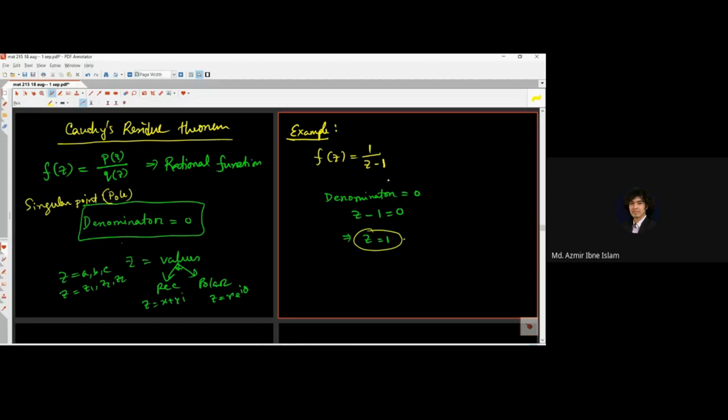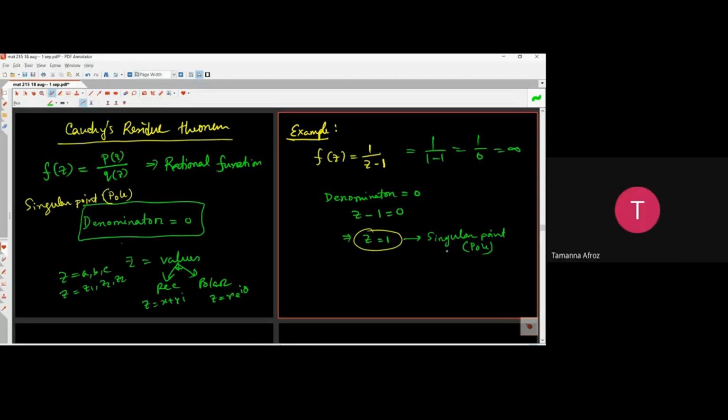If we input z equal to 1 here, what will be the case? We will get 1 by 1 negative 1, 1 by 0. That means undefined, infinity, right? Yes, sir. So that means z equal to 1 is a singular point. What we may call this one, it is singular point, or we can say this is pole. Is that okay?